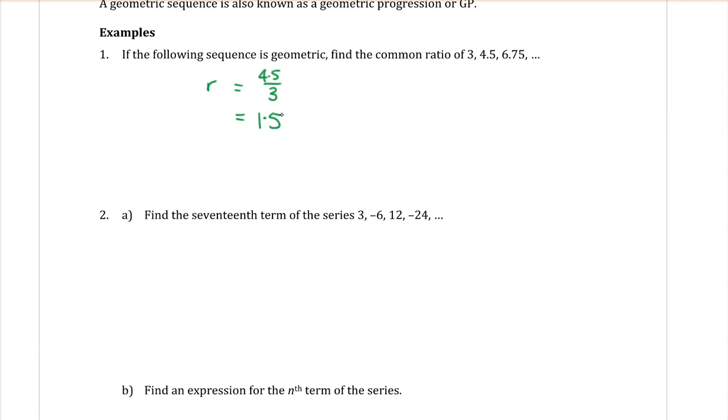Question 2. Find the 17th term. So I'm trying to find T17 in the series that is given there. It doesn't actually tell me that it's geometric, although we'll assume that because we're doing it today. But you would check. You'd look at that and you go, to get from 3 to minus 6, I have to multiply by minus 2. Multiply by minus 2, yep, gives me that. Multiply by minus 2, yep, gives me that. So I know that it's a geometric.